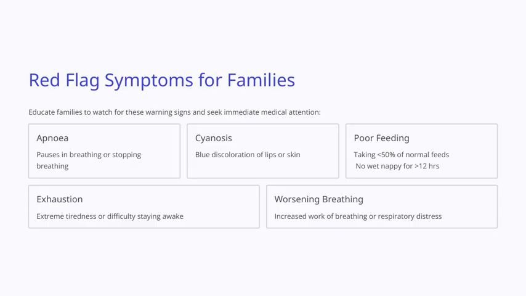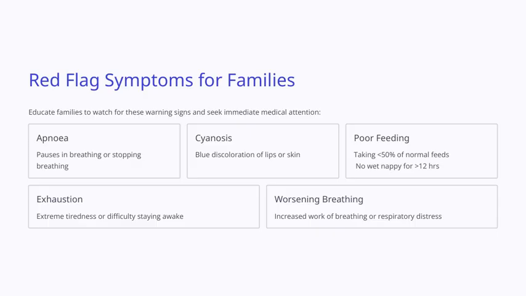This can happen when there's not enough oxygen in the blood, and it's definitely a sign that urgent care is needed. Poor feeding is another key indicator. If your baby is taking less than 50% of their usual feeds, or if they haven't had a wet nappy for more than 12 hours, it suggests they might be struggling and need medical evaluation.